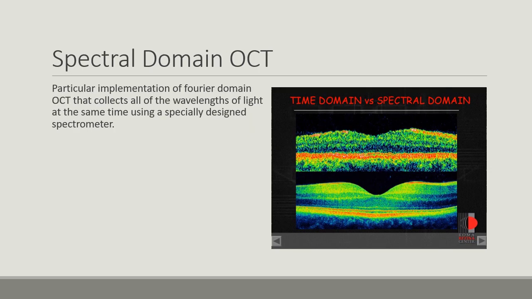The spectral domain OCT, which is a type of Fourier domain OCT, has a specially designed spectrometer in it. The spectrometer detects all the wavelengths of the light, and then it gives you the images. Here you can see two images, the time domain OCT and the spectral domain OCT. You can see the difference in the quality of the images here.